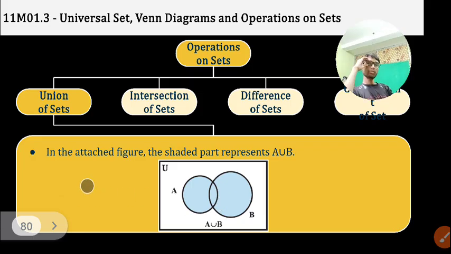In the attached figure, this shaded part represents A union B. This complete region is the union. We will take the common part also, but only one time, not many times. So here we are understanding operations on sets. Here A plus B is the union, taking A plus B but not repeating elements.